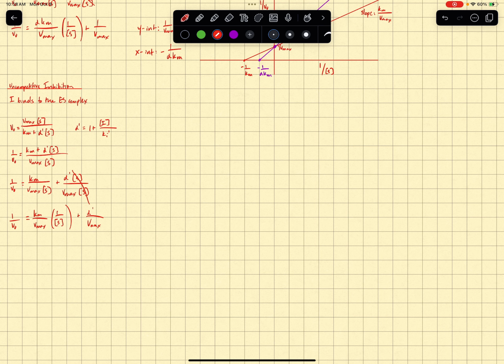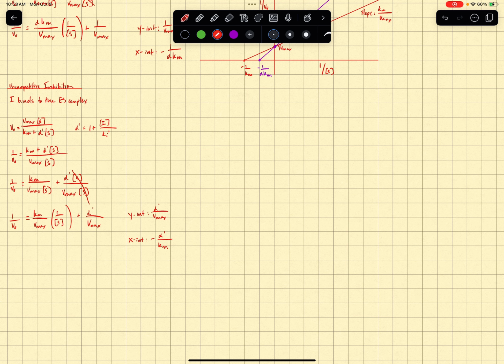All right, so what that means is that now our y-intercept is going to be at alpha prime over Vmax instead of just 1 over Vmax. And our x-intercept, if we do the math out, we'll get negative alpha prime over Km.